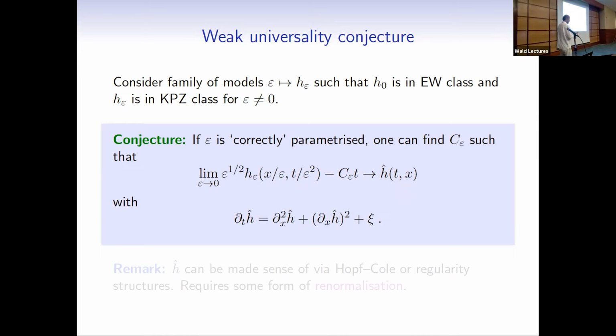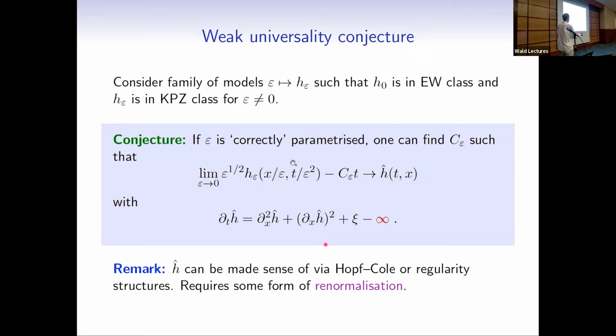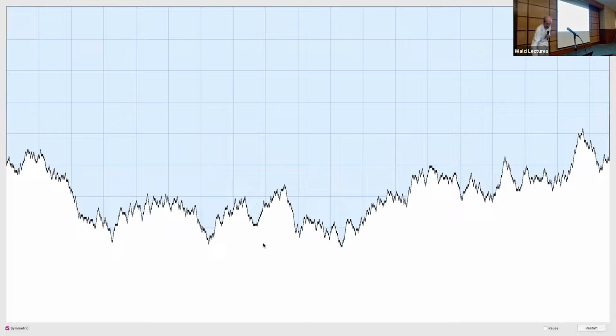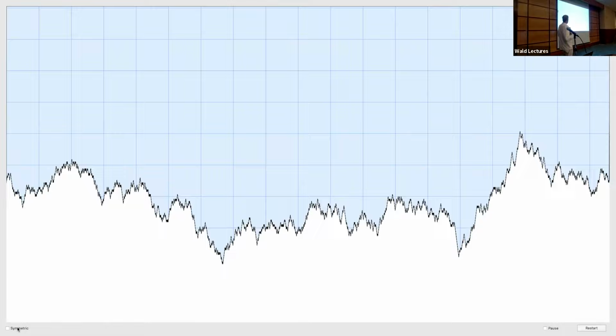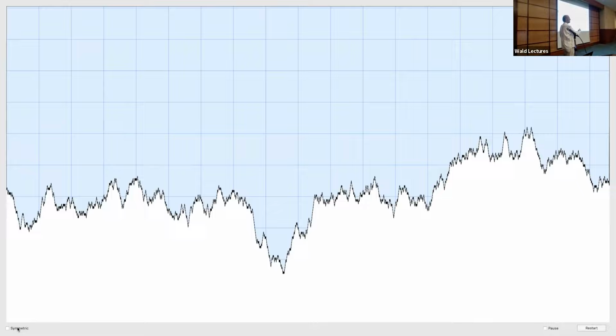Just one remark is that, I mean, you can write down this equation like that, but it's slightly tricky to give it a meaning because, well, so here is actually a symmetric exclusion. So if I untick this box, that makes it no longer symmetric. And now it's basically supposed to be this equation. And again, you see at fixed time, nothing has changed. It's still a Brownian motion at fixed time.